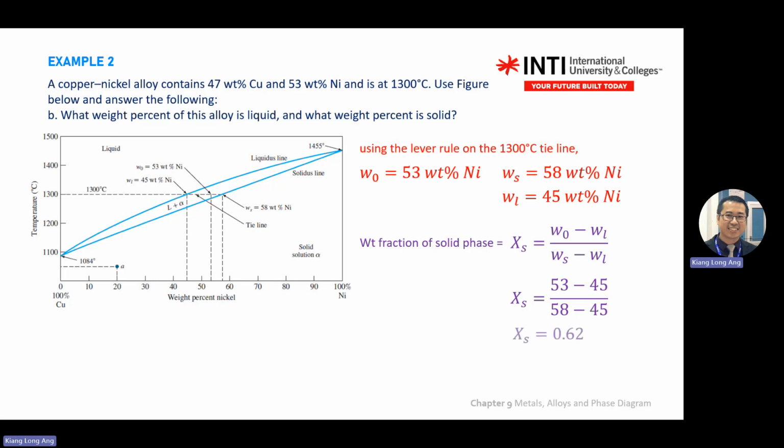So you take that one, you get 0.62 of solid. Means at this temperature, at this point, I have 62% of solid. From here, you know your liquid already actually. 1 minus that one. Yeah, 1 minus this number.